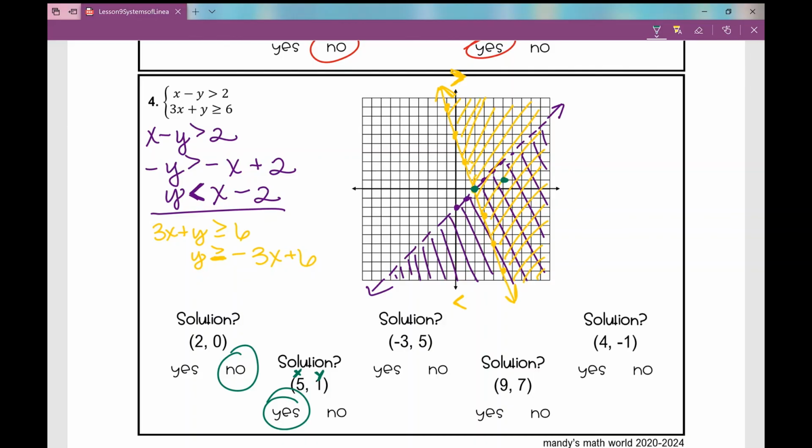So -3, 5. I'm going to go over 3, up 1, 2, 3, 4, 5. Absolutely not. 9, 7, over 9, up 1, 2, 3, 4, 5, 6, 7. Nope. That is on a dotted line, so that is not a solution. And then 4, -1. 1, 2, 3, 4, down 1. It's in the double shaded region, which you can see is in having purple and gold. So yes, that is a solution.